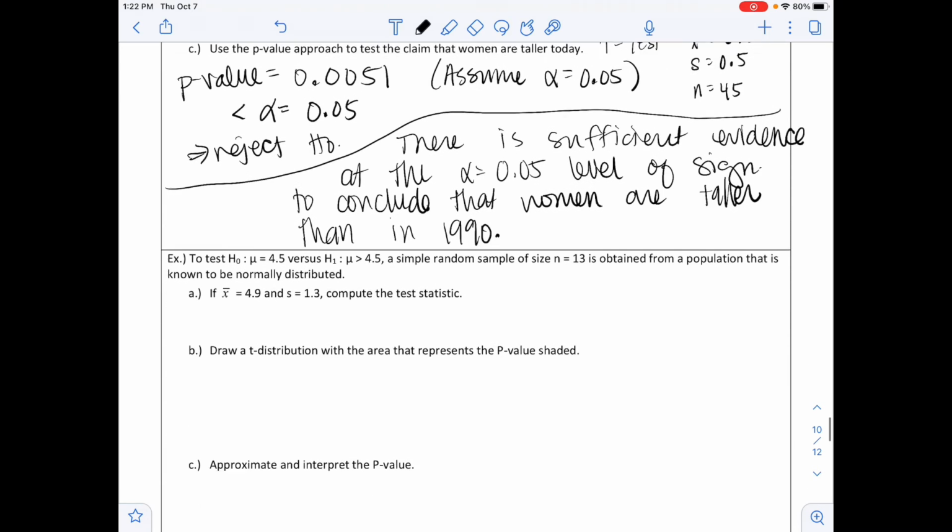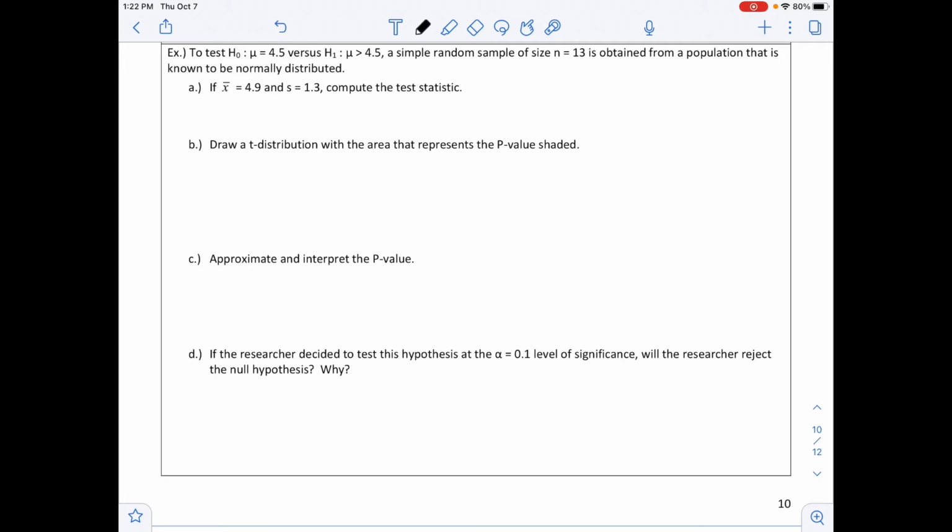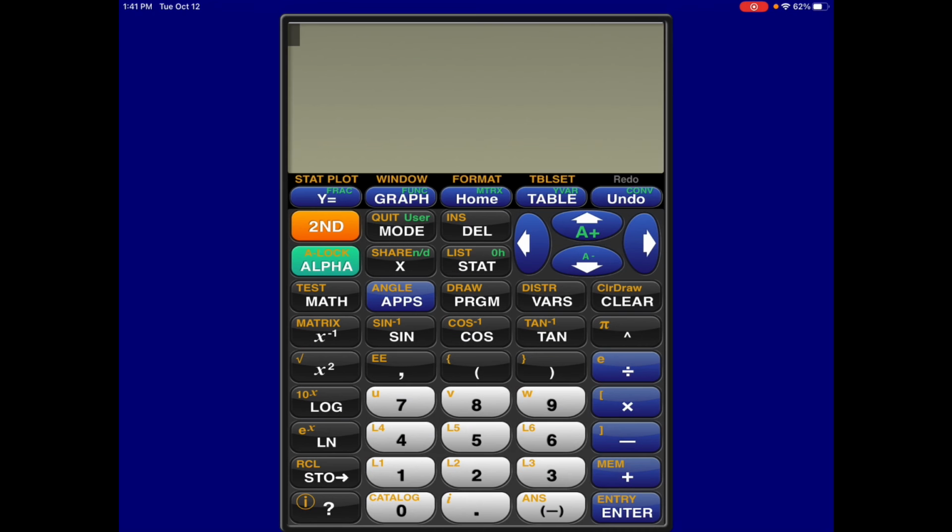So the example right below this says to test H0, which is mu is equal to 4.5, versus H1, which is mu is greater than 4.5. A simple random sample of size n equals 13 is obtained from a population that is known to be normally distributed. Part A says if x bar is equal to 4.9 and s is equal to 1.3, compute the test statistic. So in order to do this, we need to go to t-test on our graphing calculator to get our test statistic and our p-value.